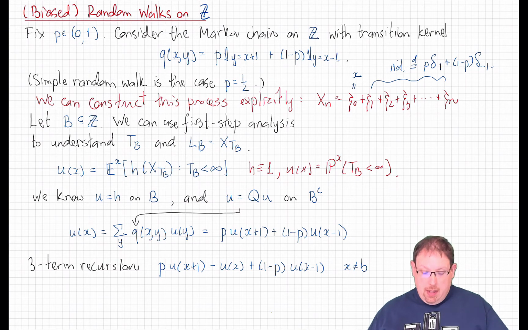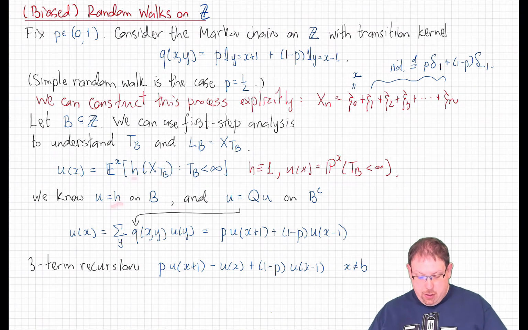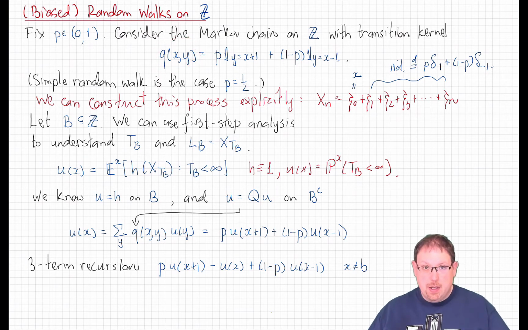Now, what we developed in the last lecture is the following theorem: for this general quantity here, u of x is just constantly equal to that boundary function h on B, and on B complement, it's a solution of this recursion equation, u is equal to Qu, where Q is the transition operator associated with this transition kernel. This is a discrete setting, and so that transition operator is given by matrix multiplication.